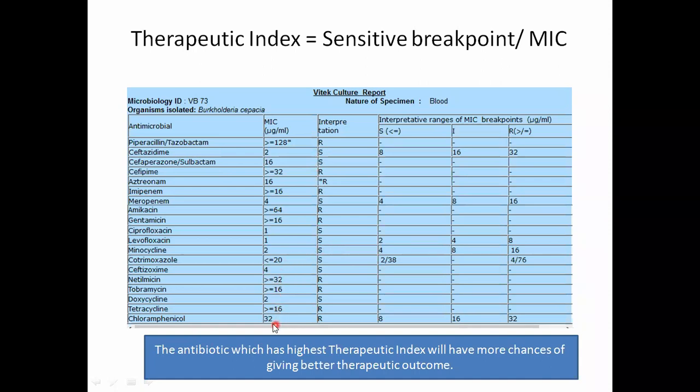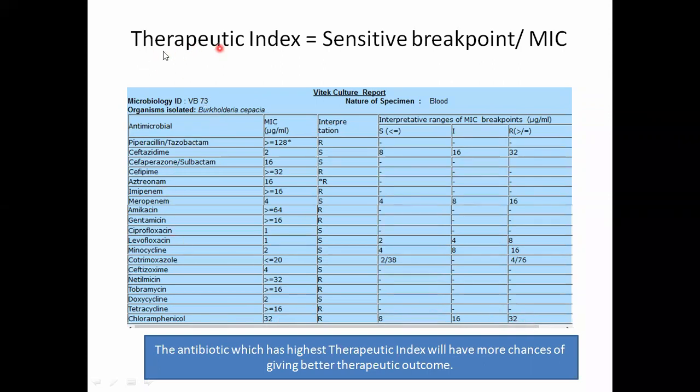And you come here, chloramphenicol: the MIC is 32, and the sensitive breakpoint is 8, so it's not sensitive. The intermediate is 16, so it is not intermediate also. And resistance is more than 32, so it's almost 32. So that's why chloramphenicol is interpreted as resistant, because the MIC is almost equal to the resistant breakpoint.